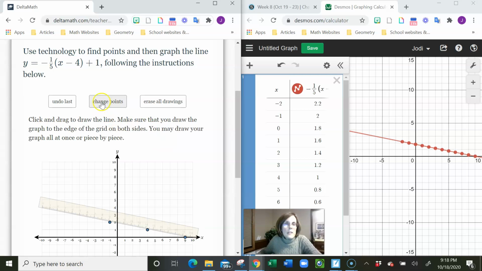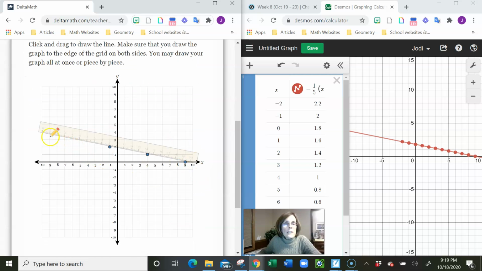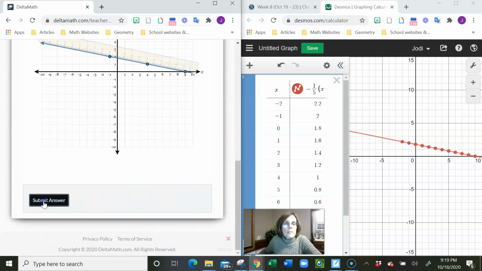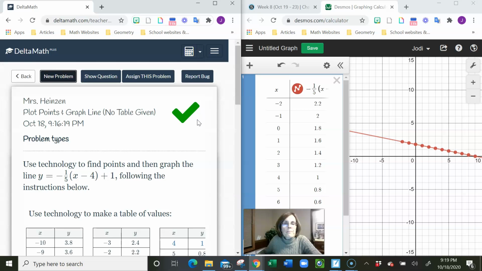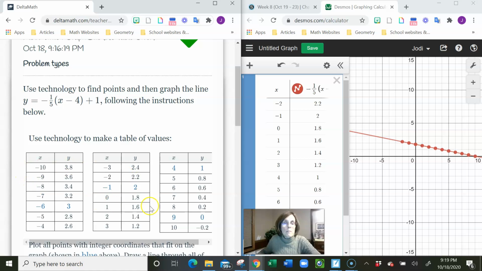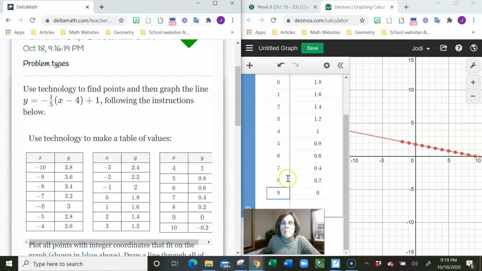So I'm going to be done plotting points, and look, I did plot them correctly because they all line up very nicely. And then I need to graph this from edge all the way to the other edge. Submit my answer. And I got that one right. And you can see that they gave me a lot more different options here. But you can keep typing in X values, and I don't have to go in order. I could have put in -6, and it would have given me 3. So you don't have to go in order.